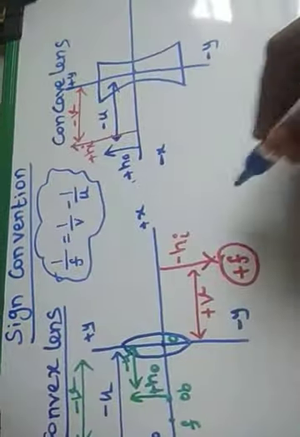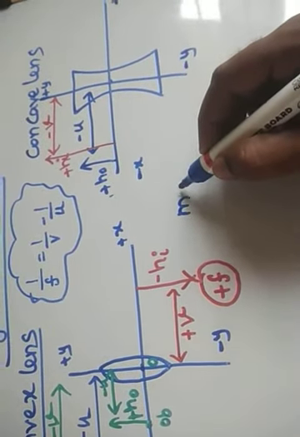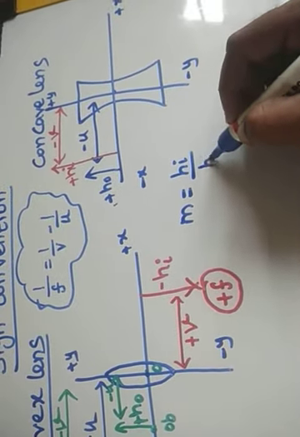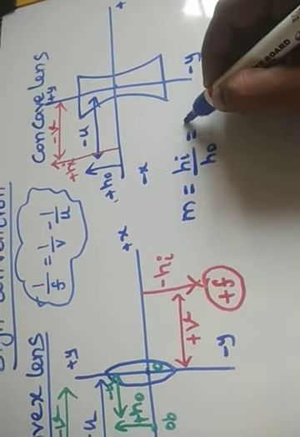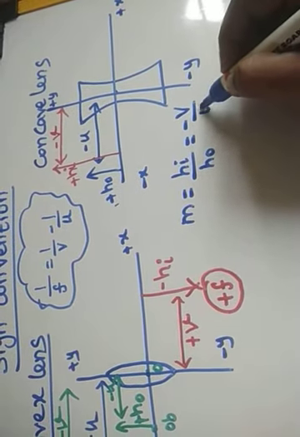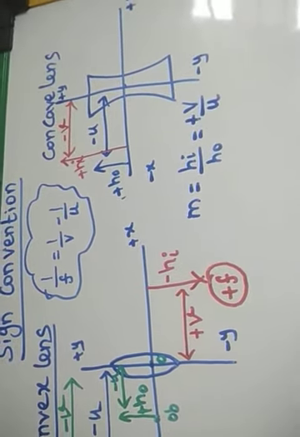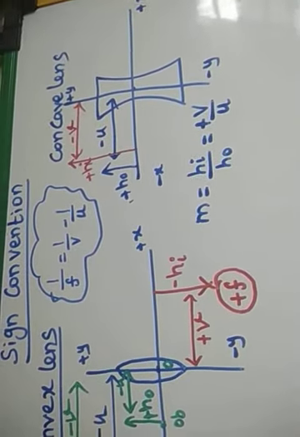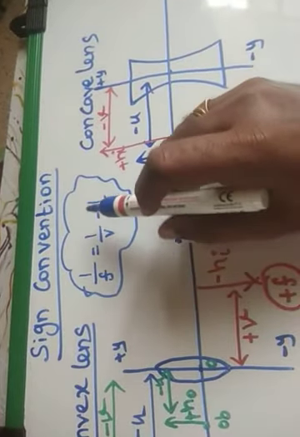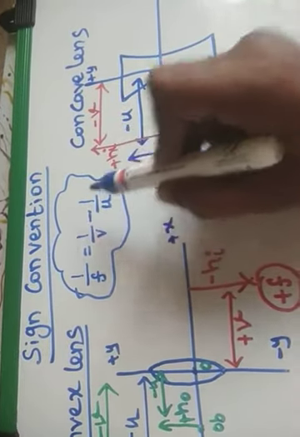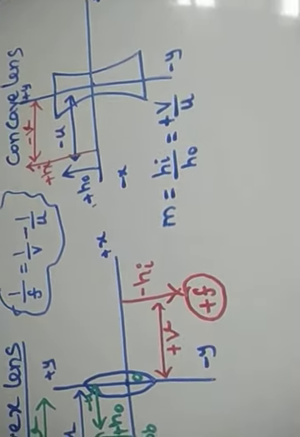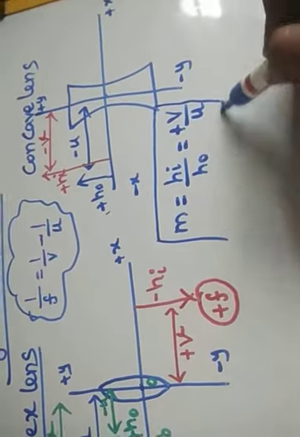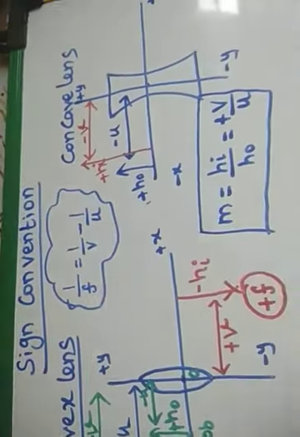Okay. So the magnification formula: m = hi/h0, which is equal to minus v by u. Sorry, it is plus v by u. Here it is a minus, so here it will become plus. So for the lens, the formula for focus comes with a minus, and the magnification formula comes with a plus. So this is the magnification formula for lens, and this is the focal length formula for lens.